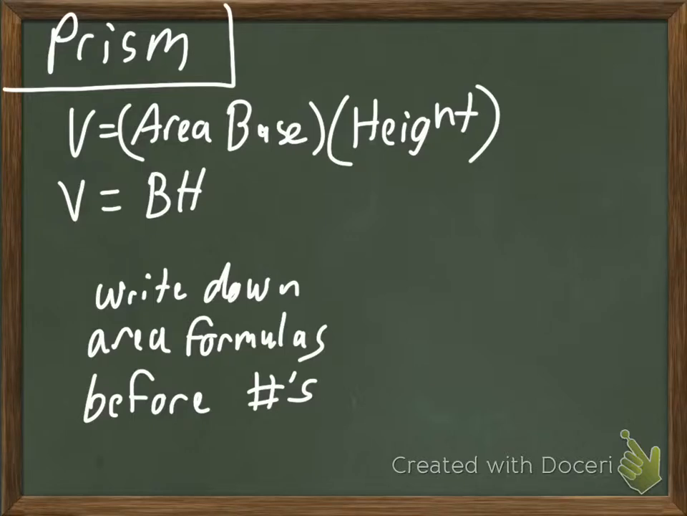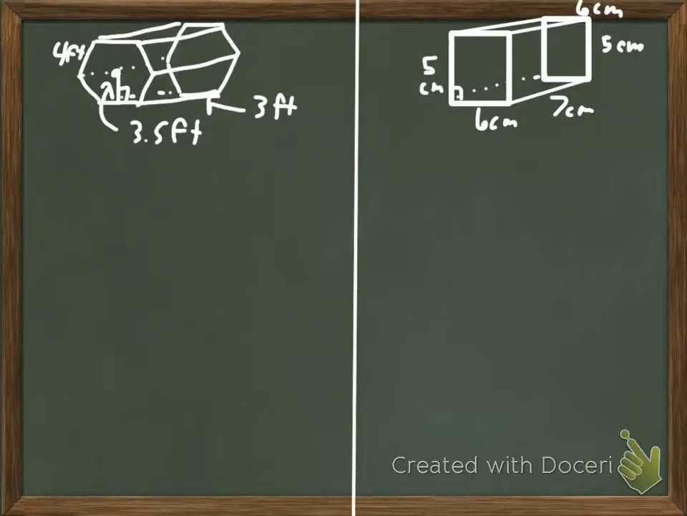And then make sure you write down area formulas before you start plugging in numbers. So again, this is always a safe bet, and it helps me follow what you're thinking. So on your practice problems and your quizzes, I can go, okay, this is where the mistake was. They've missed this number, they wrote down the wrong formula, things like that. So help me help you. Let's jump right in and do two examples, and I'll have two examples for you to do.